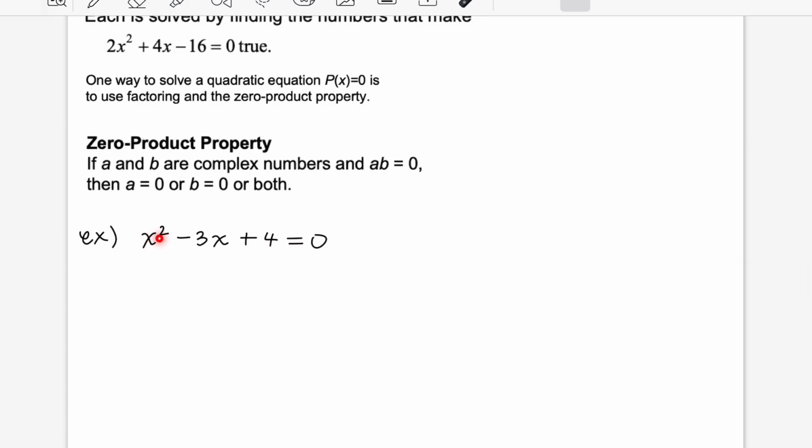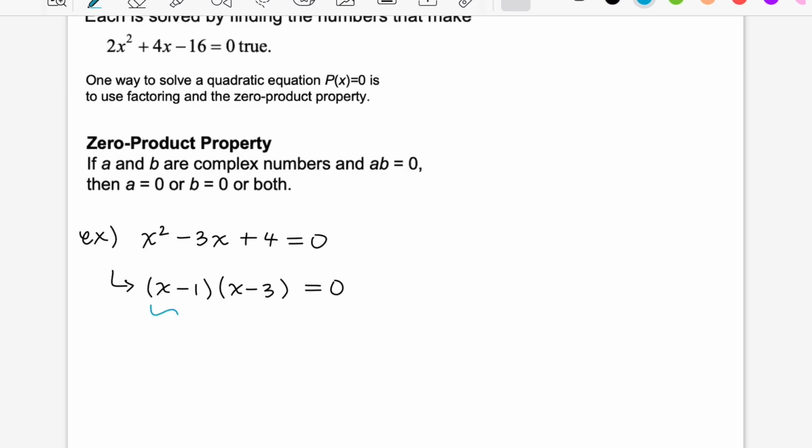So we have this quadratic equation, and we want to figure out for what x values will make this equal to 0. We know that in order to do that, we can factor this. We've seen that in previous sections. Factoring this, we need two numbers that will multiply to be 4 and add to be negative 3. So we'll get x minus 1 times x minus 3 here. And so what we're saying is that in order for this to be equal to 0, either this product or this product needs to be equal to 0, or both.